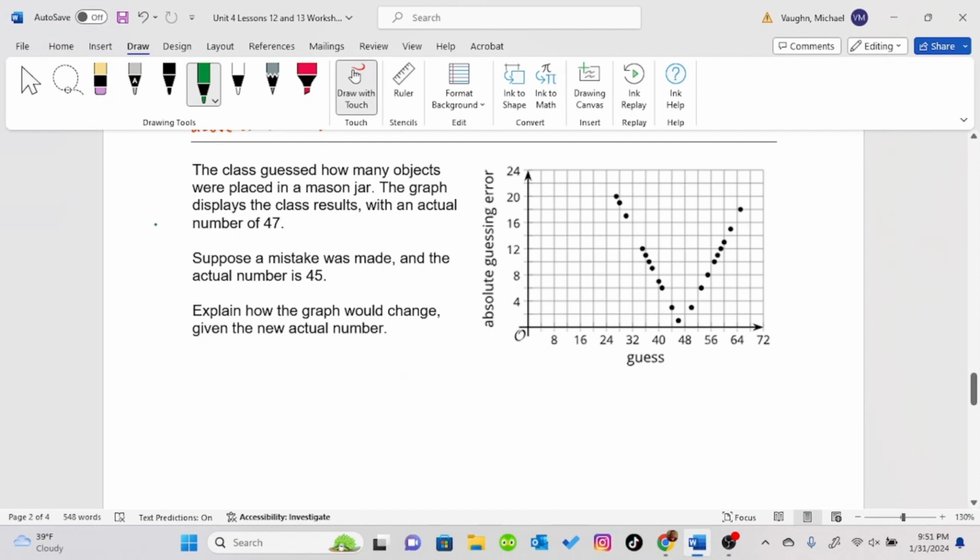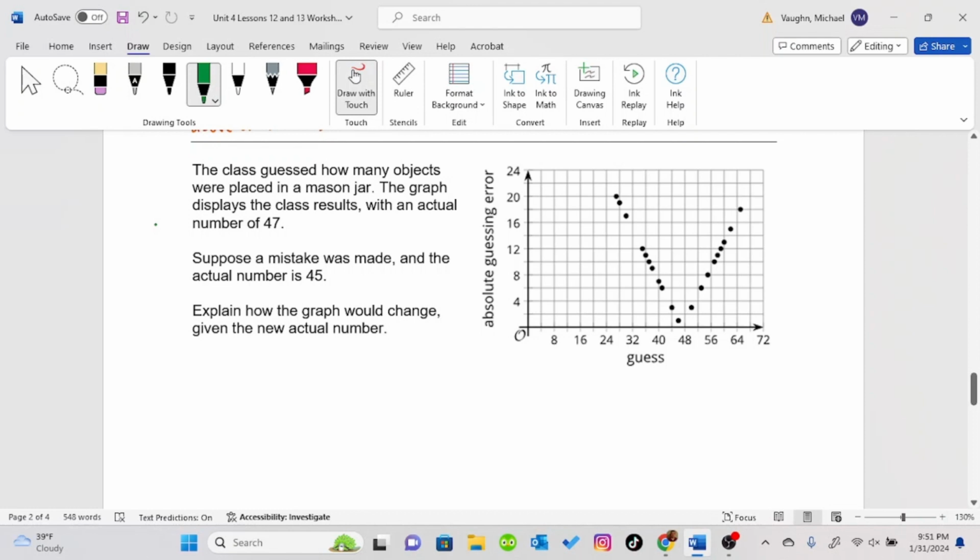The class guessed how many objects were placed in a mason jar. The graph displays the class results with an actual number of 47. Suppose a mistake was made and the actual number is 45. Explain how the graph would change given the new actual number.